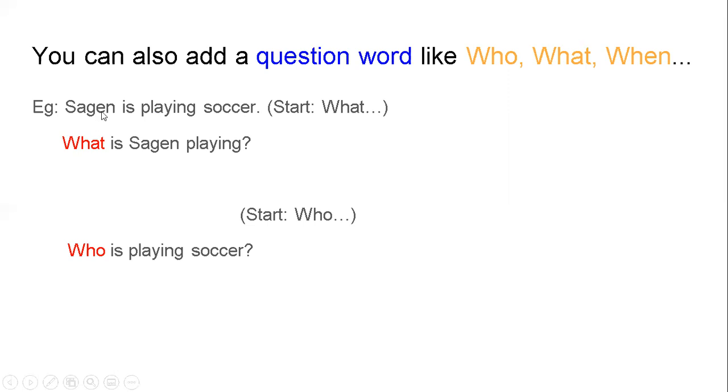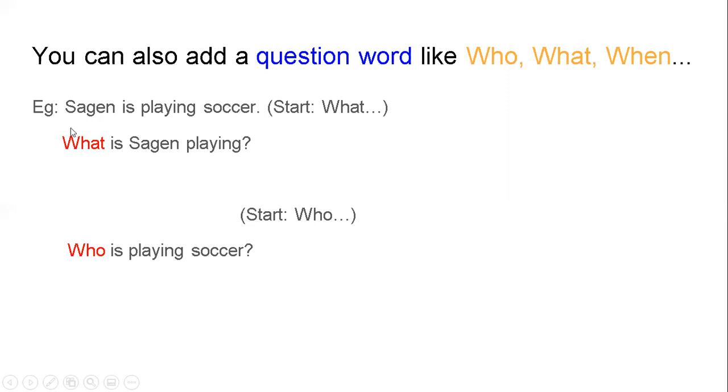And don't forget to interchange. Sagan comes here, is comes here. It's like a cross. Okay, you cannot say what Sagan is playing. That's wrong English. You have to interchange and say, what is Sagan playing? And leave the answer out.